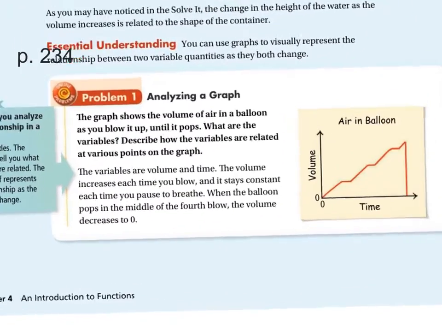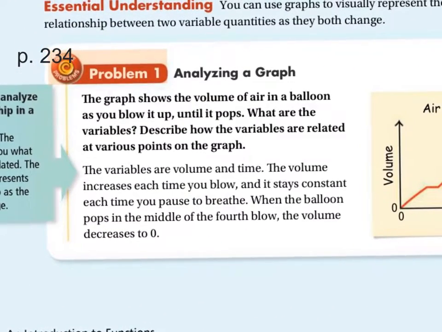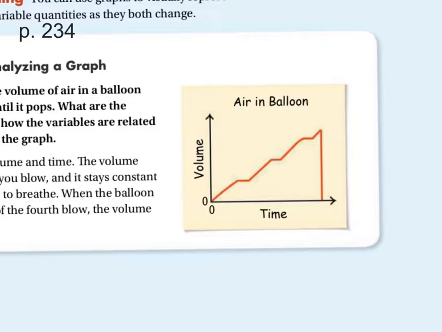If you look at problem 1, the graph shows the volume of air in a balloon as you blow it up until it pops. What are the variables? Describe how the variables are related at various points on the graph. You can see here, just by looking at the graph, they've given us the variables. The variables are volume and time. And what's happening at the beginning is the volume's increasing.